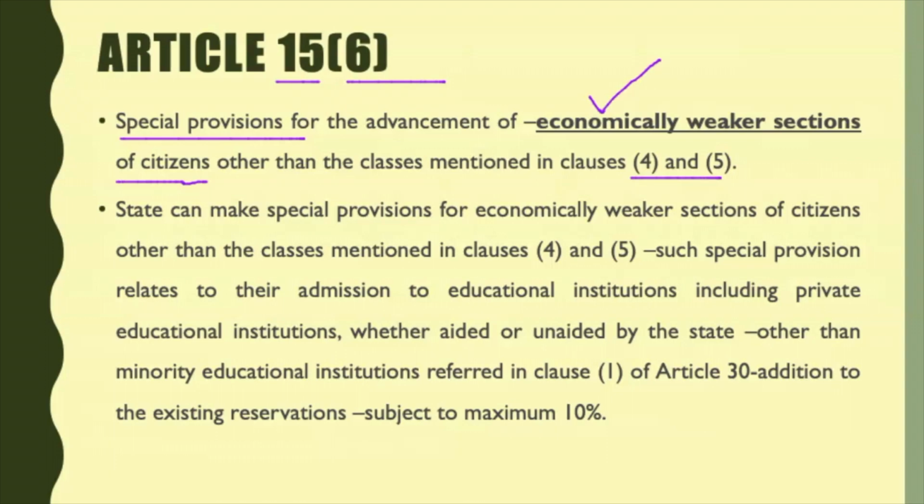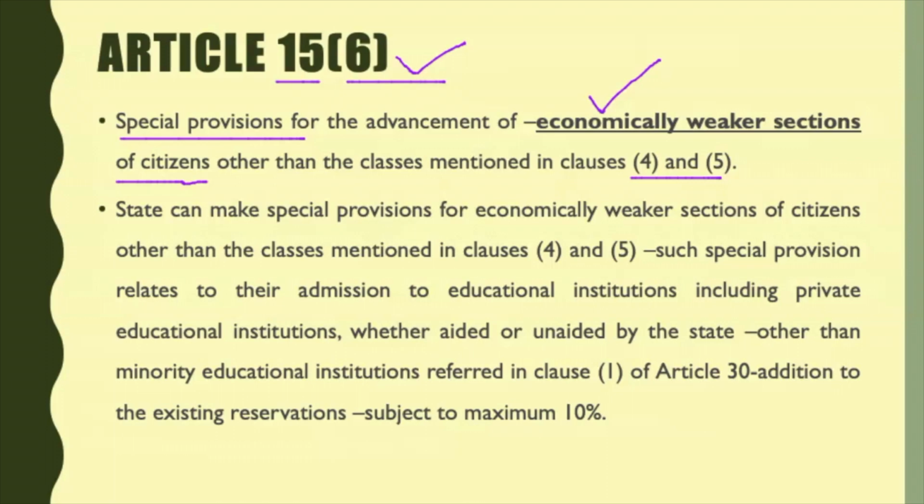So basically your clause 6 provides for additional reservations for the advancement of economically weaker sections. So when we talk about economically weaker sections, the constitution states that it is other than the clauses mentioned in clause 4 and 5. In clause 4 and 5 of article 15, we spoke about three classes itself, that is the socially and educationally backward classes, scheduled castes and scheduled tribes. Apart from that, the constitution has further provided reservation for the economically weaker section under clause 6 of article 15.